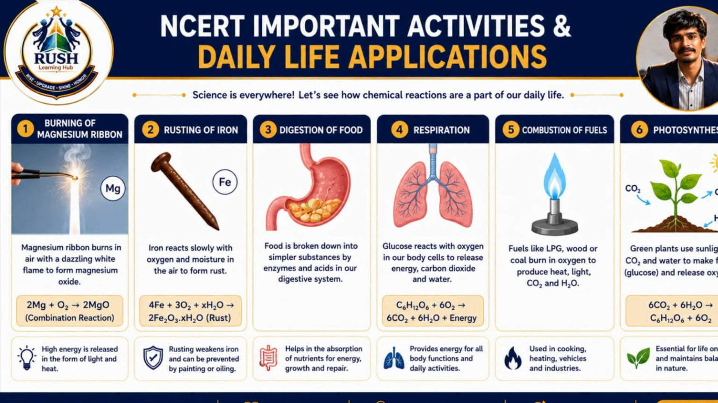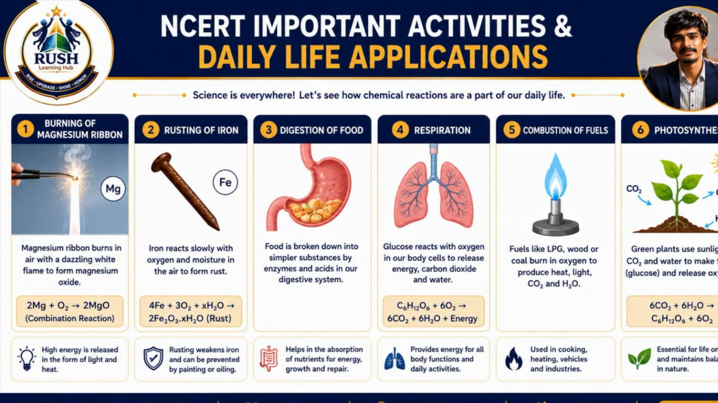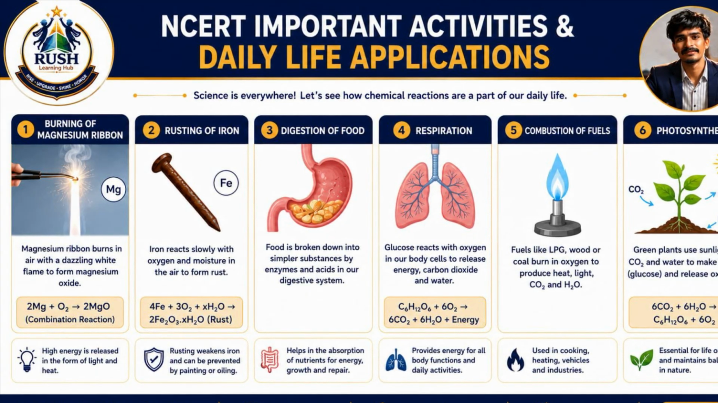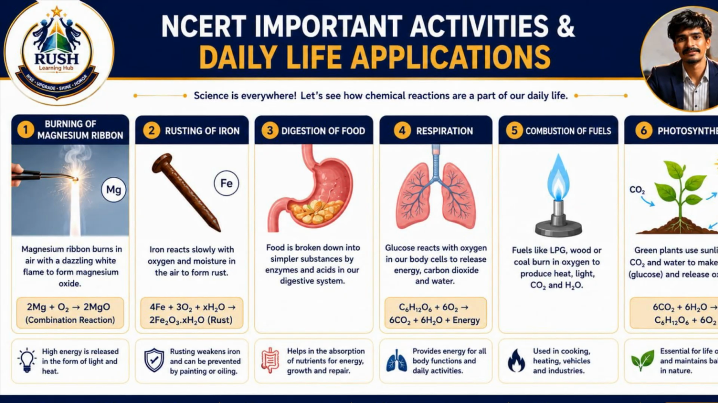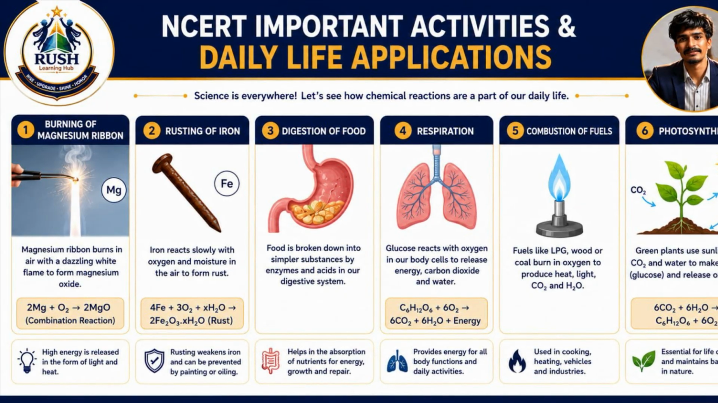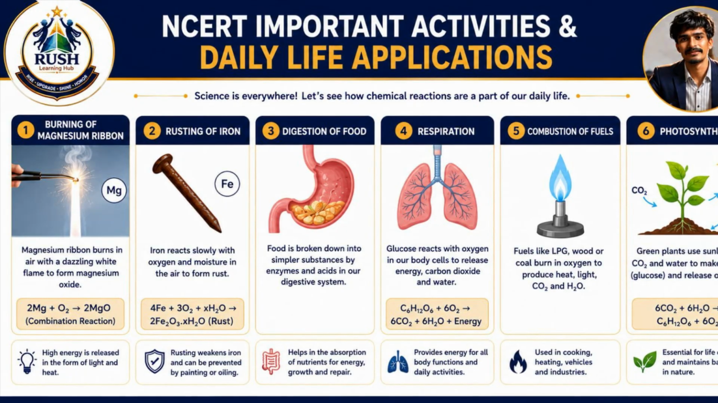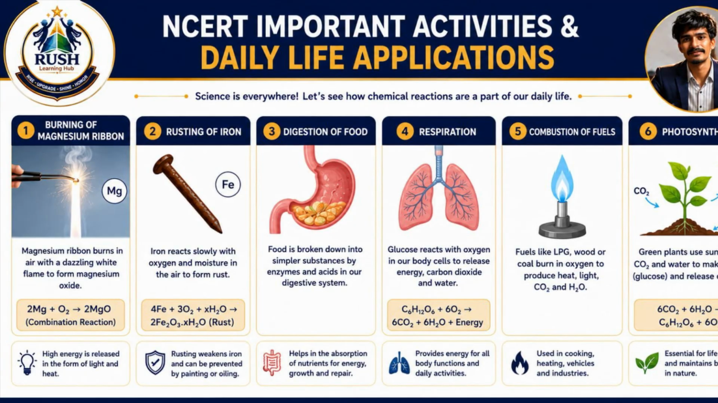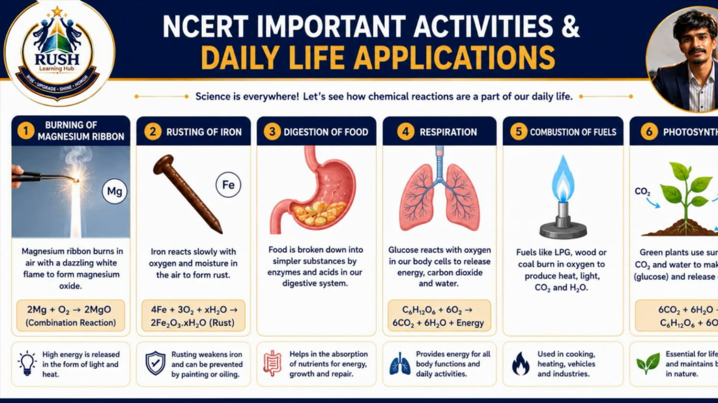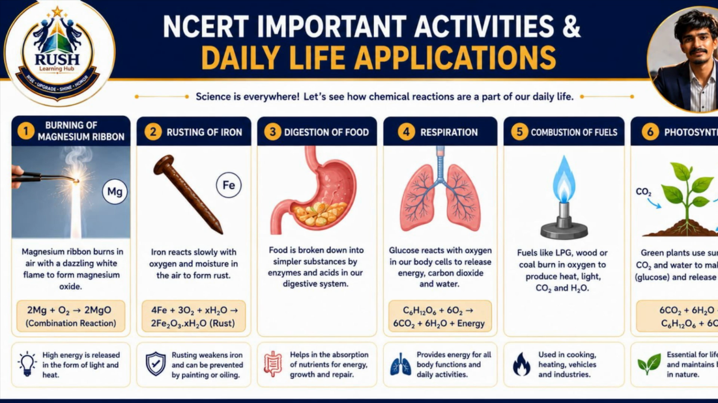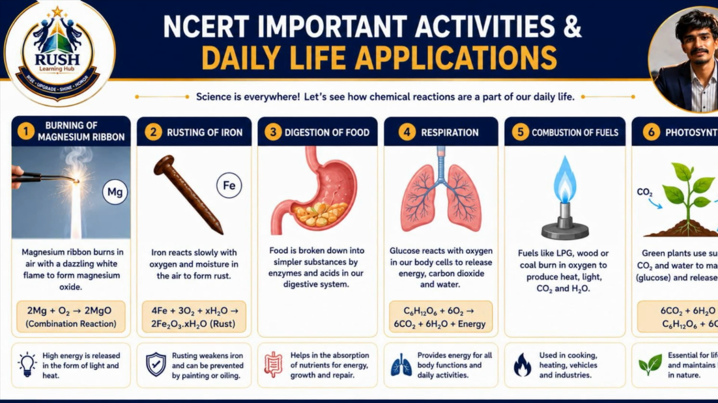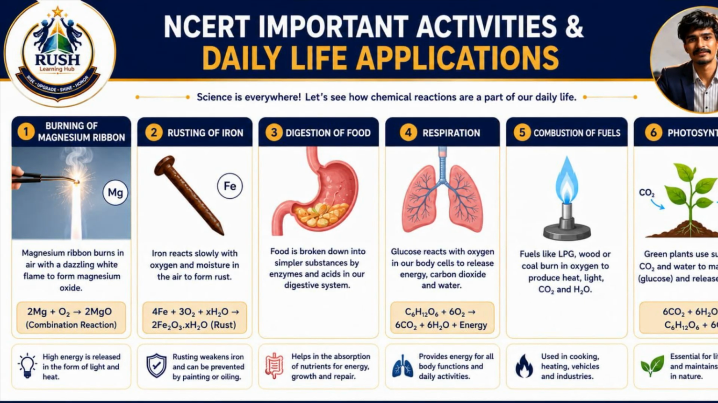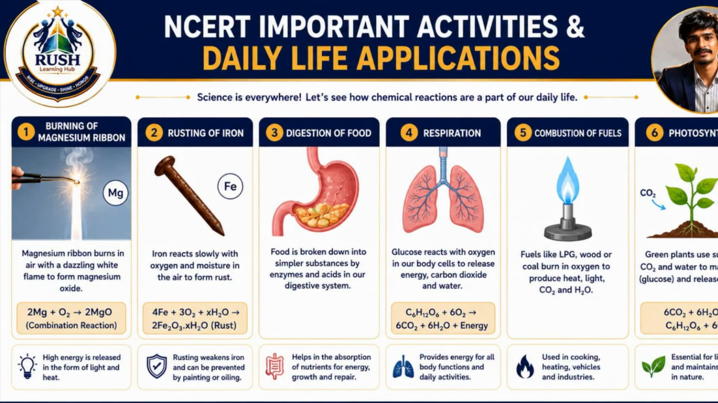Fuels such as LPG, petrol, diesel, wood and coal burn in oxygen to produce heat and light energy. This reaction powers vehicles, industries, and cooking activities. Finally, photosynthesis. Green plants use sunlight, carbon dioxide, and water to prepare their food, glucose, and release oxygen into the atmosphere. This process is essential for maintaining life on Earth. These examples clearly show that chemical reactions are a vital part of our everyday life, helping us understand the science behind the world around us.